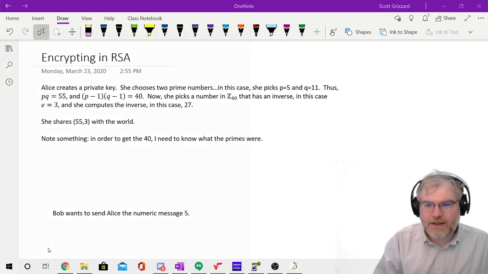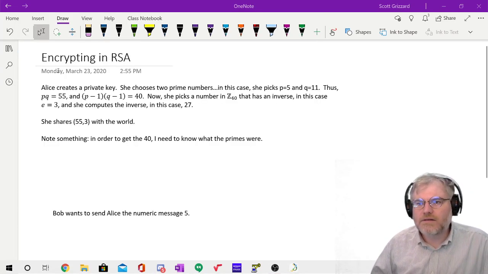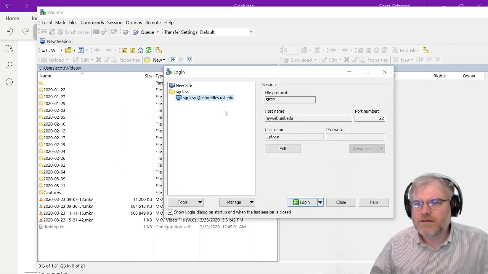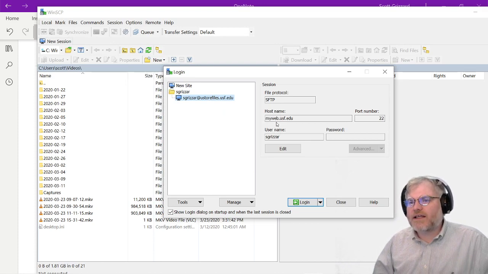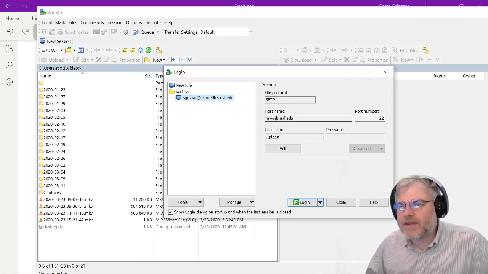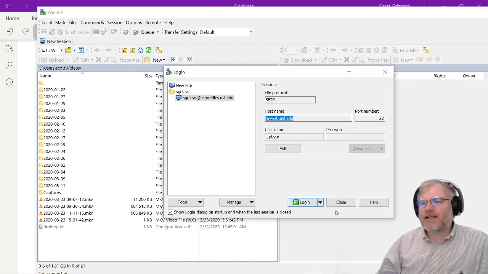Let's see. Let's pull up WinSCP again. If you want to know, it's at ustorefiles.usf.edu. The host name is myweb.usf.edu.